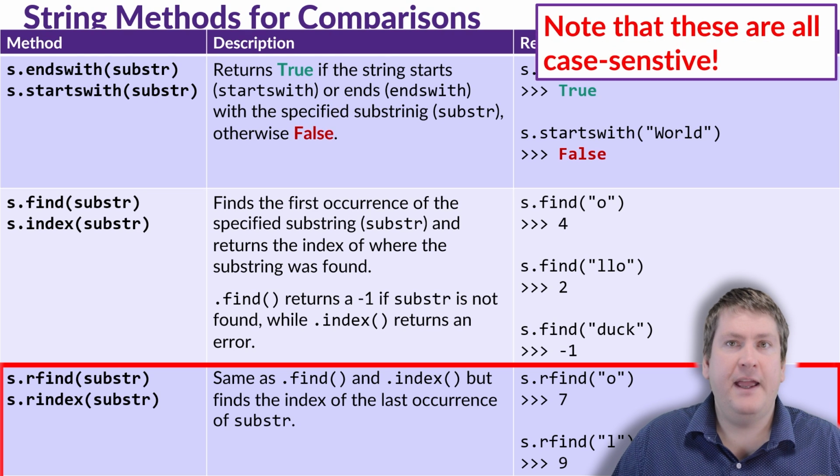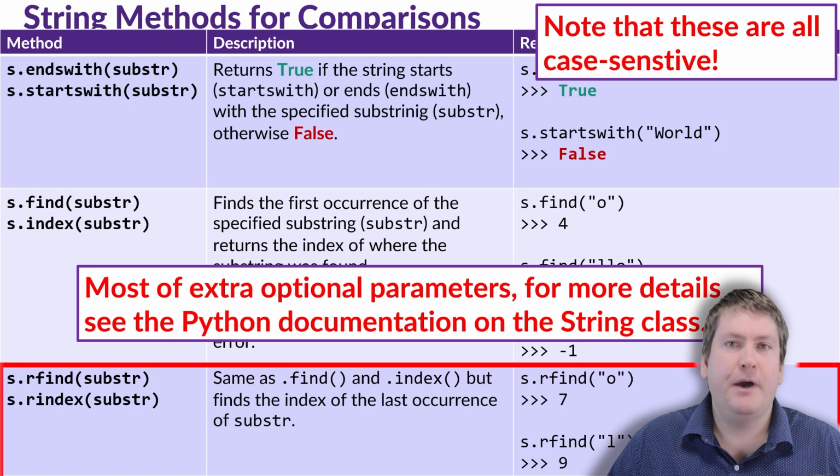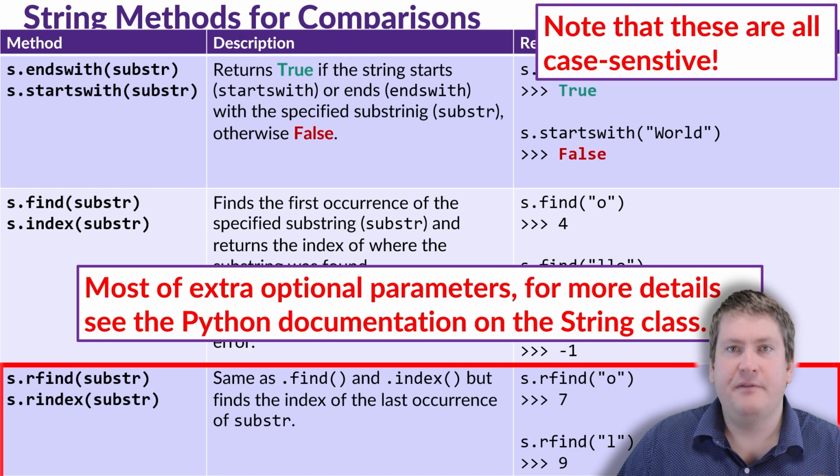And I should stress again that these are all case sensitive. So if you want to do case insensitive comparisons, you need to convert their case first. The other thing I'll point out is many of these methods have extra optional parameters. And if you want more details on that, see the Python documentation for the string class. These extra parameters do things like let you search in specific parts of the string.